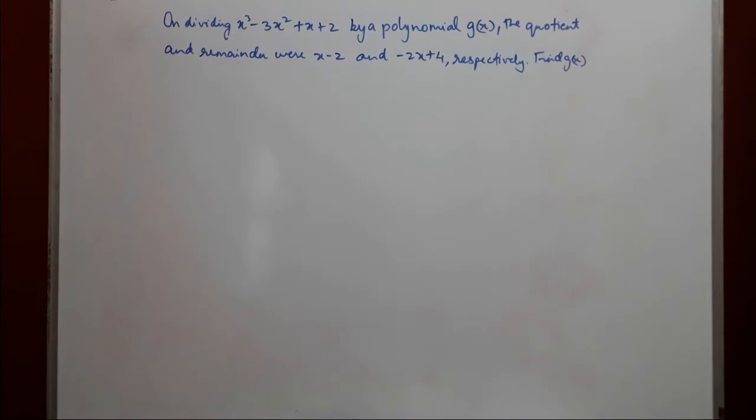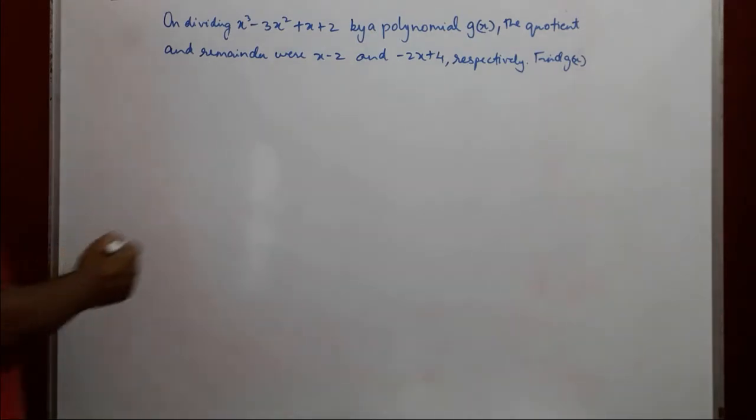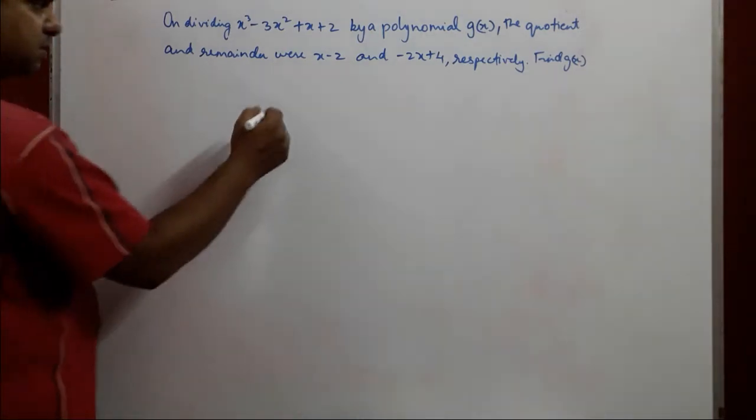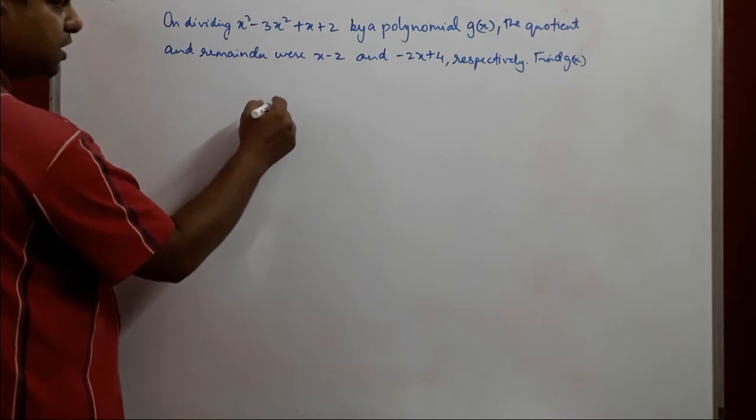Hello students, in this video we see how we find g of x, that is the divisor, when the polynomial is given, in this case p of x, and we are also given the remainder as well as the quotient. So we need to find g of x when p of x is given and q of x and r of x are also given. Just a reminder, what is q of x, r of x? We had done this part earlier.